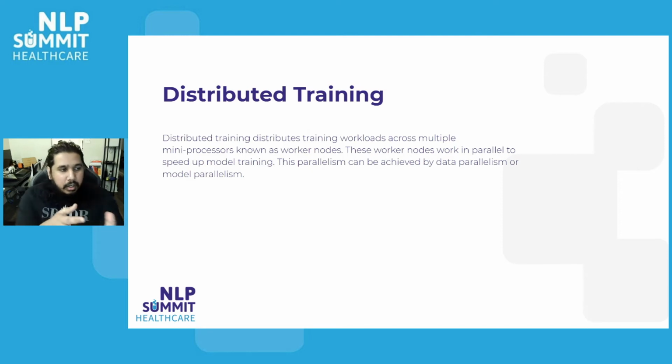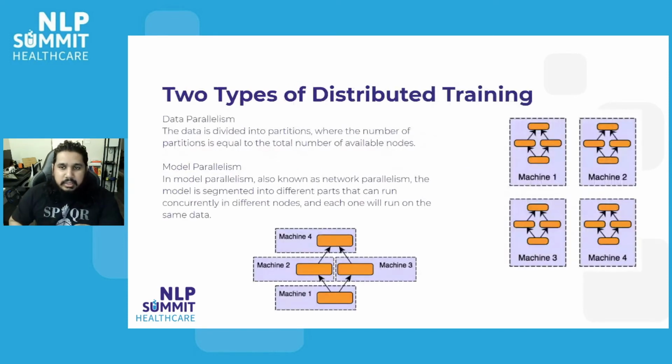So let's look at what's distributed training. Distributed training distributes training workloads across multiple mini processors known as worker nodes. So these worker nodes work in parallel to speed up model training. And this parallelism can be achieved by data parallelism or model parallelism. So let's look at what's data parallelism and what's model parallelism.